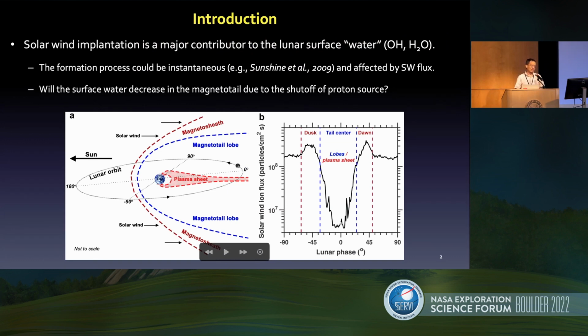And if that's the case, that means the abundance of surface water formed by solar wind will change with the solar wind flux. And as we know, in each lunar day, the moon goes into Earth's magnetotail. And when the moon is in the magnetotail, the solar wind flux can be significantly reduced. So here's figure A, which shows a schematic plot of the Earth-Moon system and also the structure of the magnetotail.